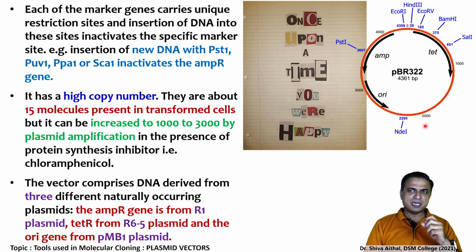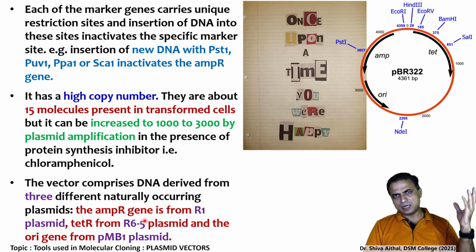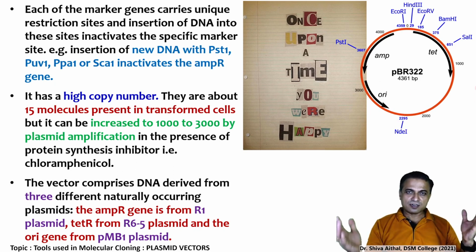This vector pBR322 comprises DNA derived from three different sources. The ampicillin resistance gene here is derived from the R1 plasmid, and the tetracycline resistance gene is derived from a plasmid which was artificially designed, called the R65 plasmid. They are different plasmids, and the origin of replication is from the pMB1 plasmid. So all these are taken from different sources.